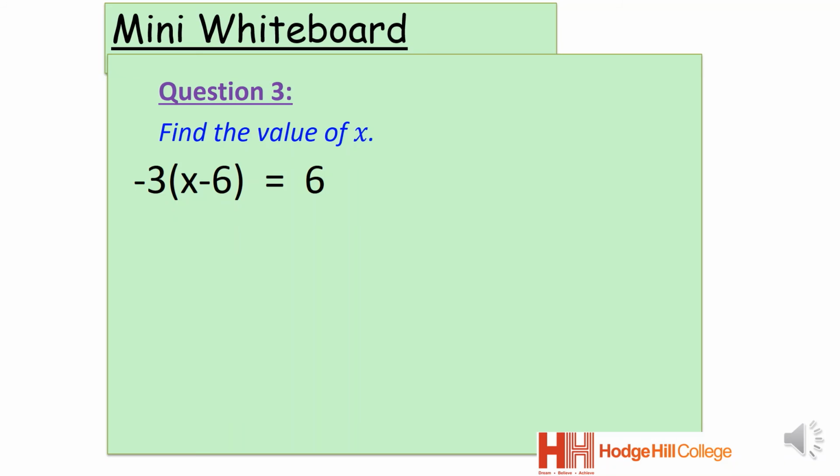Okay, I'd like you to pause the video, have a go at this question. Once you're done, resume and I'll go through it. Okay, welcome back. So negative 3 times each of these terms. Negative 3 times x gives me negative 3x. Negative 3 times negative 6. A negative times a negative will give me a positive 18.